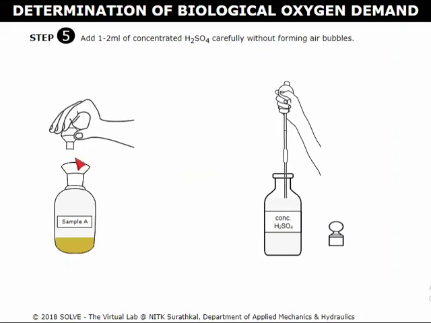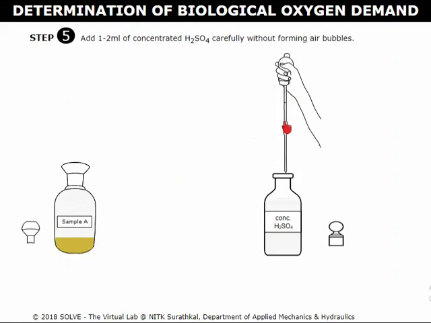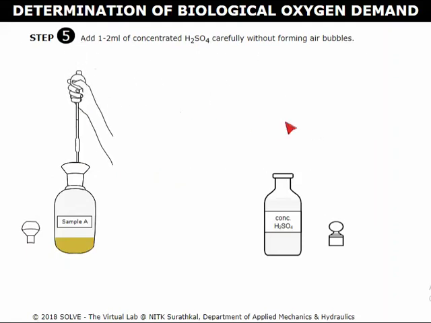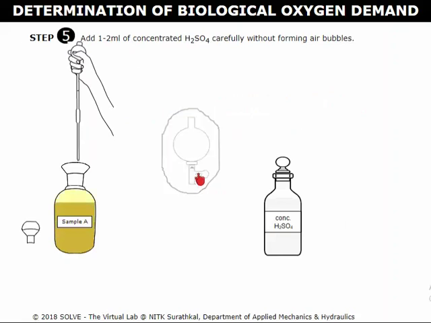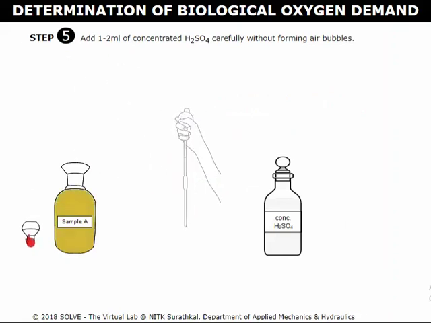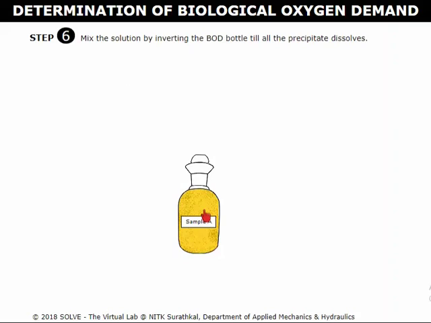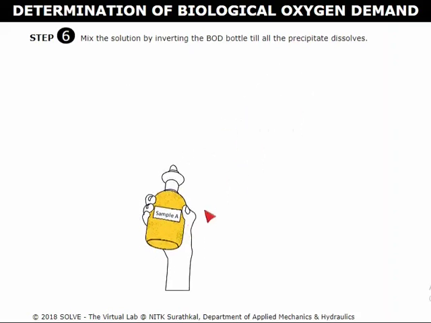Click here to open the lid of sample A. Click on the pipette. Click on the downward pointing arrow to release the solution into sample A. Close the lid. Click here to mix the solution until the precipitate dissolves.